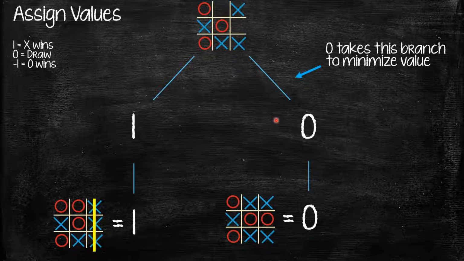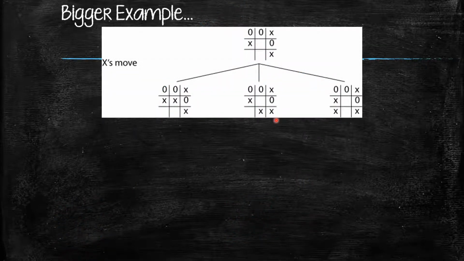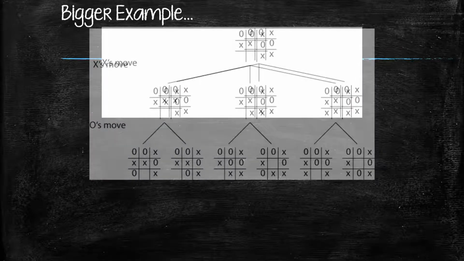Yeah, so O is going to take this branch and it's going to minimize the value for the outcome when it does this. So let's look at a slightly bigger example. Here's a board with 3 more moves to make. X, I believe in this one. Yeah, X is the next one to move. So here's 3 possible moves for X to make.